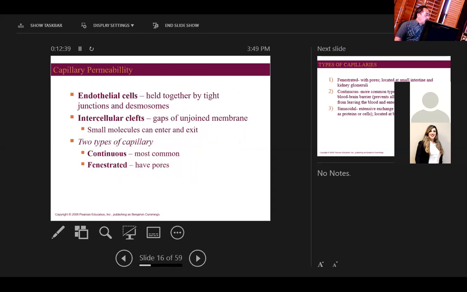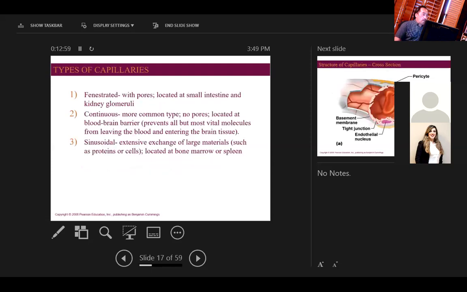Now, if we talk about capillaries or blood vessels, some vessels are going to be continuous, which is without pores. That's most common. And some blood vessels are going to be fenestrated, which means you have pores. So you can have continuous or fenestrated. So what does fenestrated look like? Remember that fenestrated is with pores. Continuous is the most common type and doesn't have any pores.